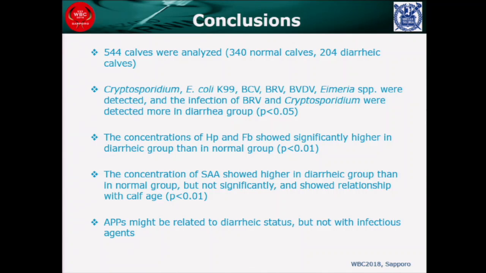In conclusion, we analyzed 544 calves, and among 7 pathogens, 6 pathogens were detected, and the infection of bovine rotavirus and Cryptosporidium species was detected more in the diarrhea group. The concentrations of haptoglobin and fibrinogen were significantly higher in the diarrhea group than in the normal group, but the concentration of SAA was higher in the diarrhea group than in the normal group, though not significantly. However, the concentration of SAA showed a relationship with calf age. So we thought APPs might be related to diarrhea status, but not with infectious agents.